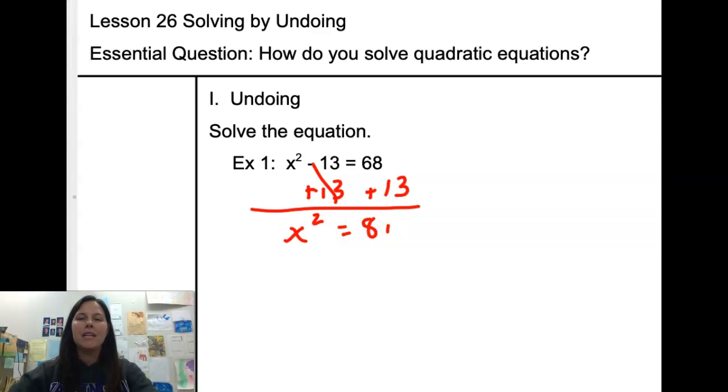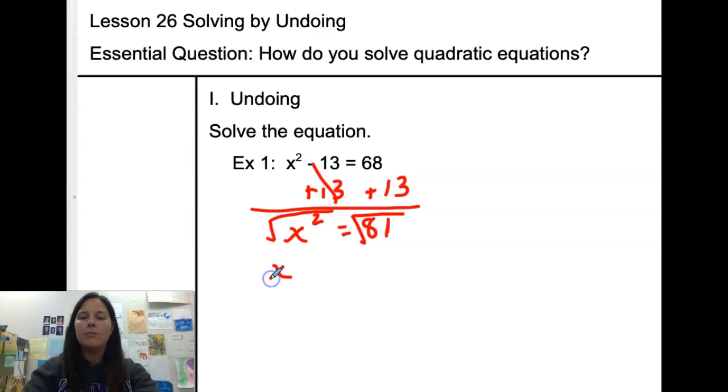Now, what does it mean to square something? It means that you multiply something by itself. So to cancel the square, we use what's called a square root. But really all we're thinking about is what number, when I multiply it by itself, gives me 81. And the answer is 9.